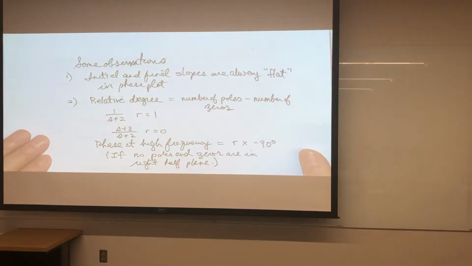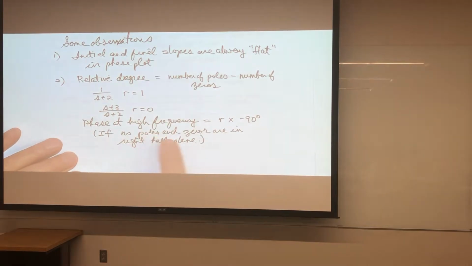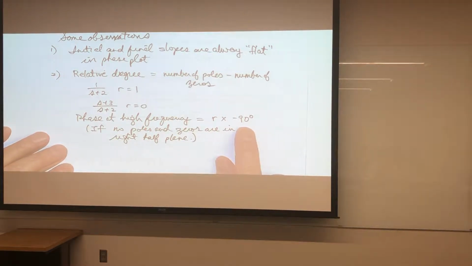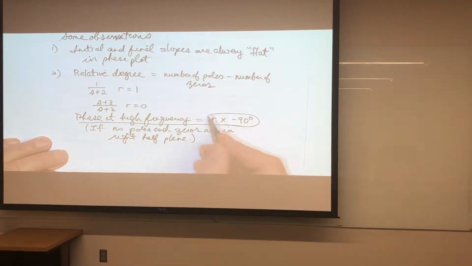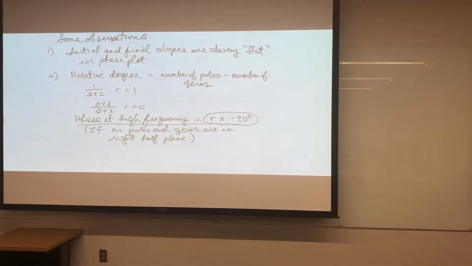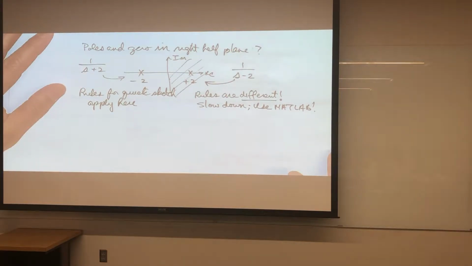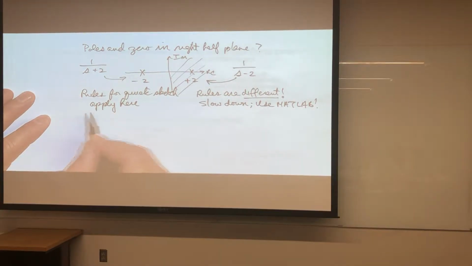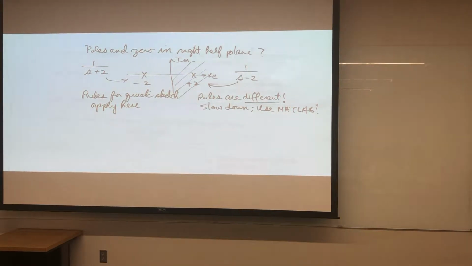All right, so these are the observations. Initial slopes are always flat in the phase plot. We need to know the relative degree. This is just as a check, because we can determine that the phase at high frequency is always going to be r times negative 90 degrees. And all of our rules that we're going to look at today and for exams are rules where all the signs are positive. We don't have any poles or zeros in the right half plane. Otherwise, we need to slow down.